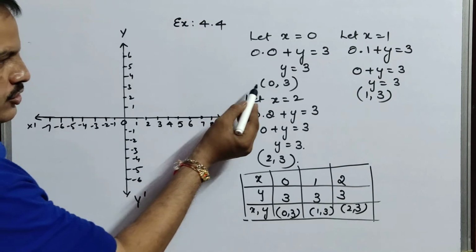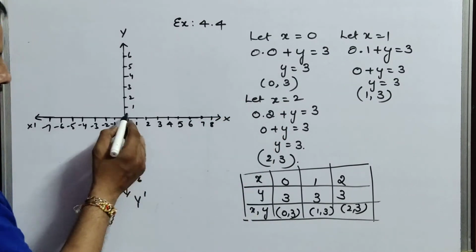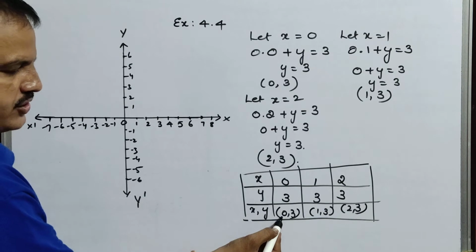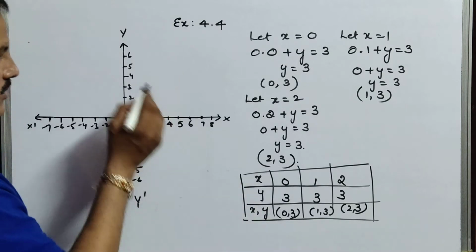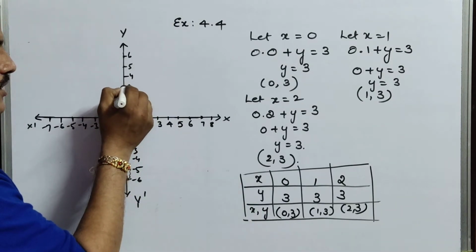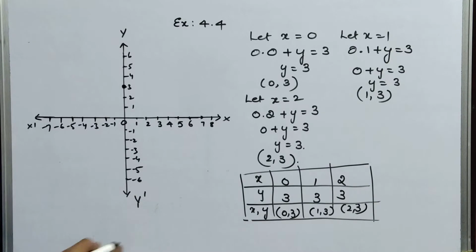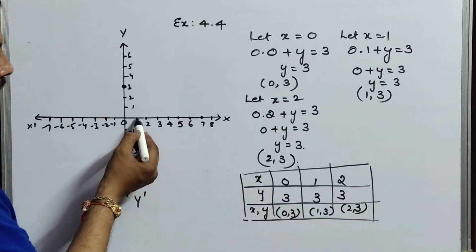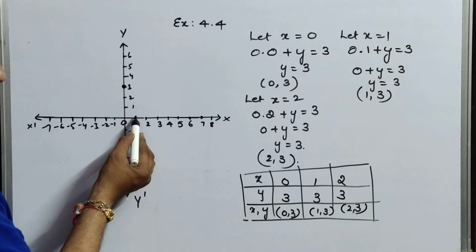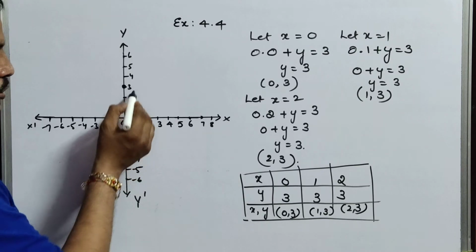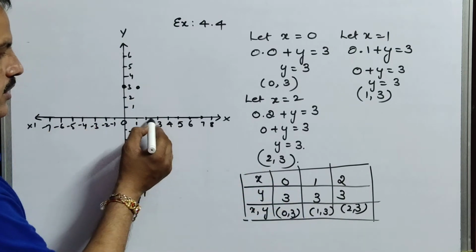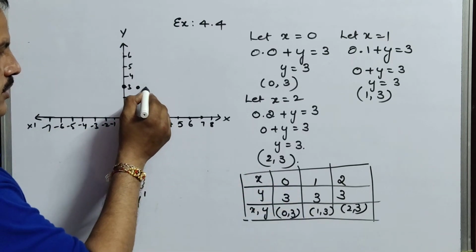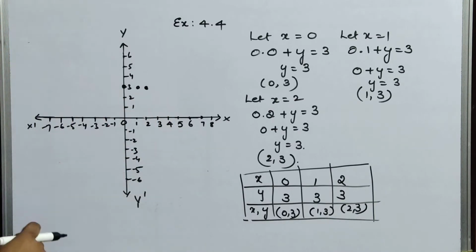The first one is 0 comma 3. That means x is 0 and y is 3, so it lies on the y-axis, that means here it is 3. Next 1 comma 3, here it is 1, so go straight in the perpendicular direction, so 1 comma 3, that means here. Next 2 comma 3, that means here. So like this you got the points.